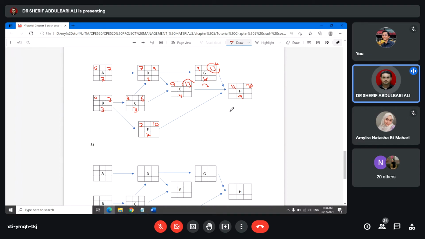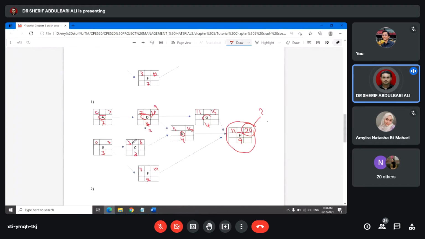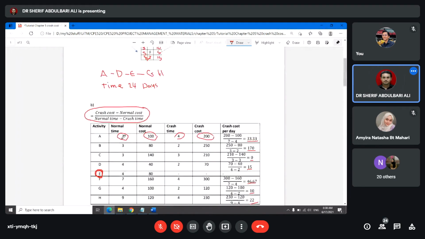Okay, so for me, I already tried to crush for both days, 2 days from activity A, because activity A here can be crushed for 4 days. So I can take 2 days. But when I try to crush activity A for 2 days, I get the cost is high. So I crush 1 day from A and 1 day from H to get the minimum cost.